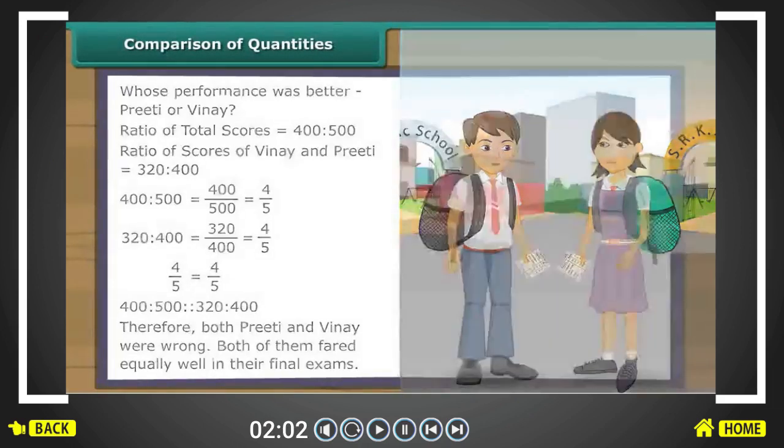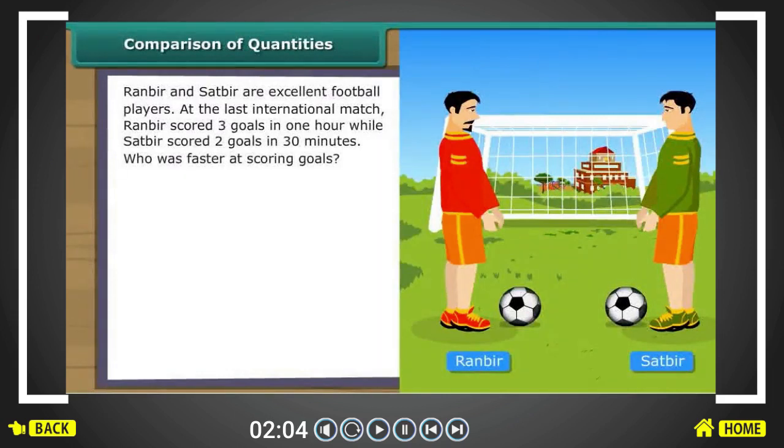Unitary method. Ranbir and Satbir are excellent football players. At the last international match, Ranbir scored 3 goals in 60 minutes, while Satbir scored 2 goals in 30 minutes. Who was faster at scoring goals? Let us solve the question with the help of unitary method.